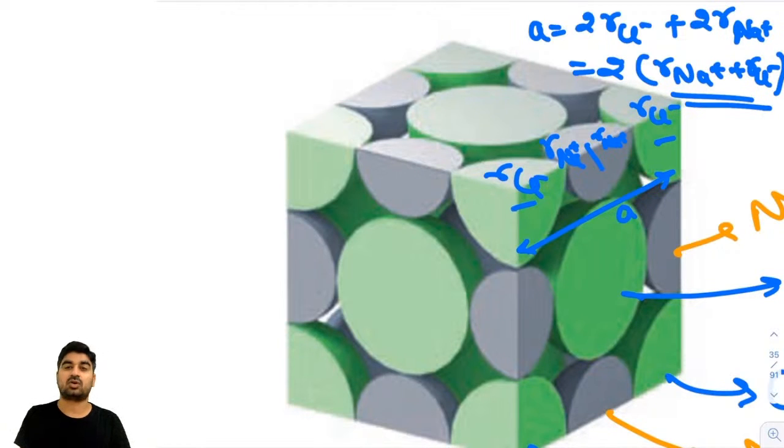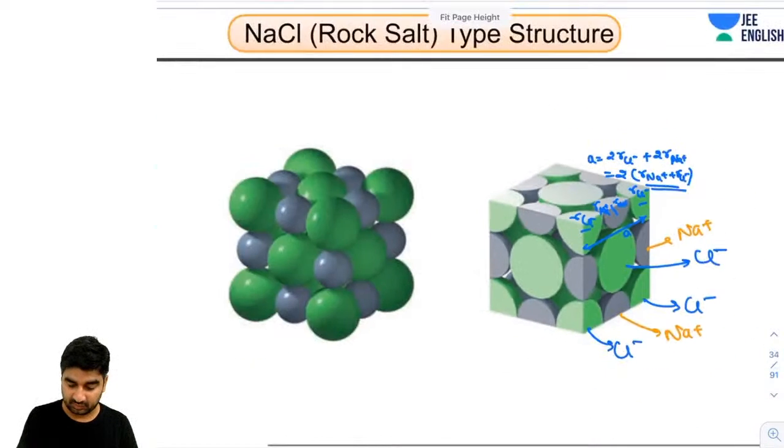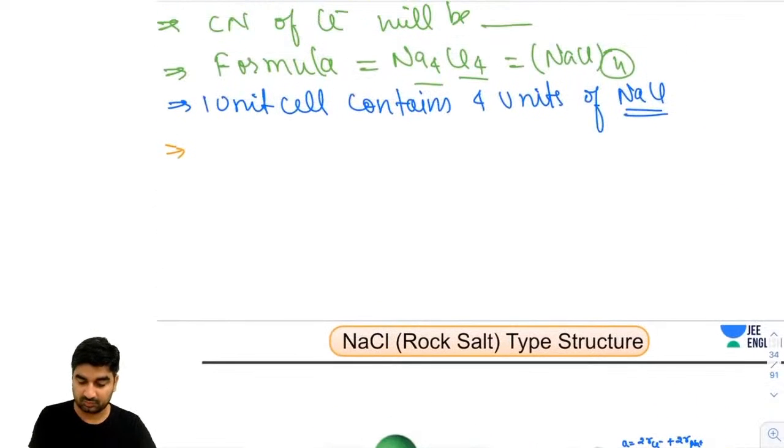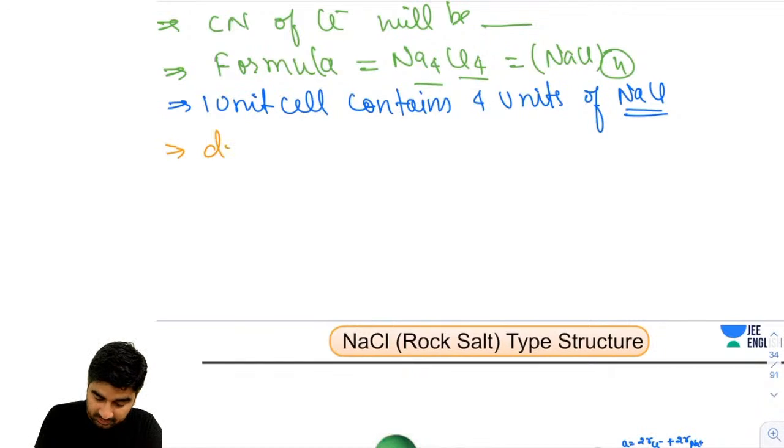This distance is called nearest neighbor distance, the minimum distance between the center of one cation and one anion. Right? So note it down, guys. Here, density.